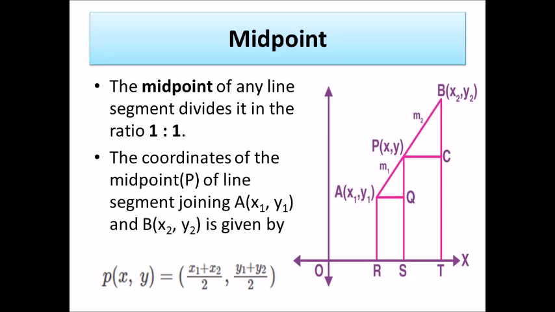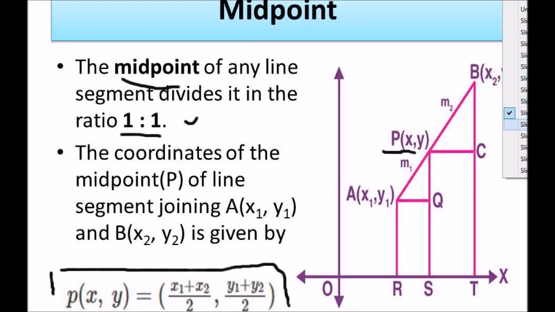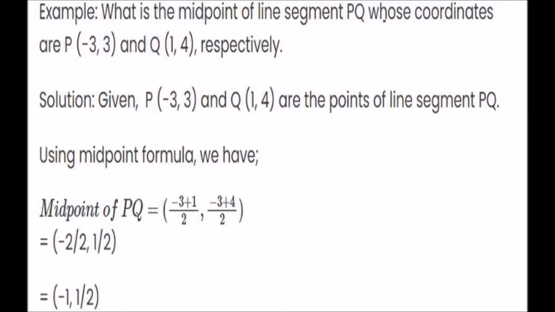Now let's move on to the midpoint. The midpoint of any line segment divides it in the ratio 1:1, because the line segment is divided into 2 equal segments. That's why the ratio is 1:1. The coordinate of the midpoint P of a line segment joining A x1 comma y1 and B x2 comma y2 is given by P x comma y is equal to x1 plus x2 divided by 2 comma y1 plus y2 divided by 2. Now consider the example.